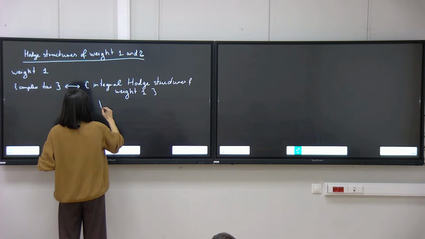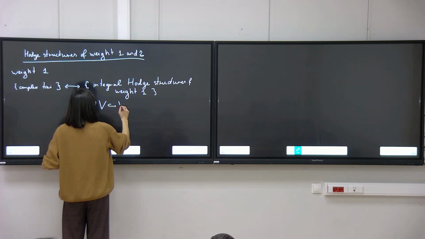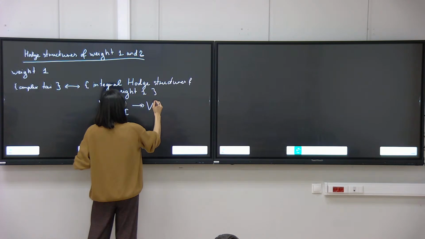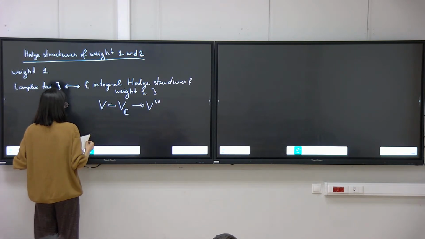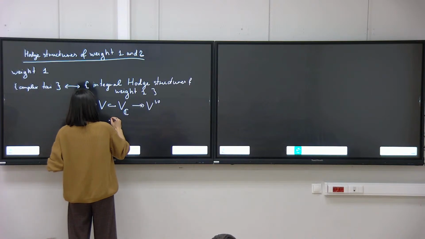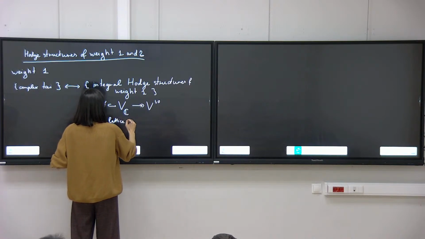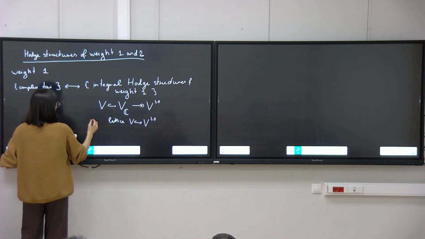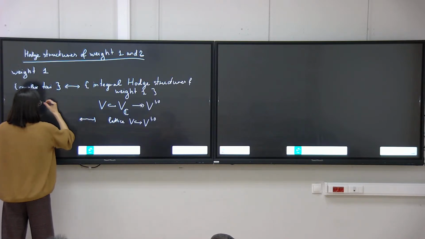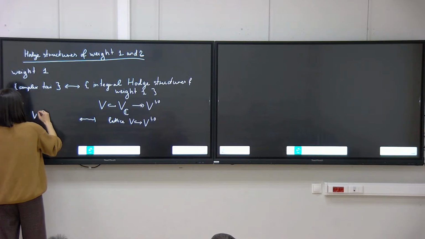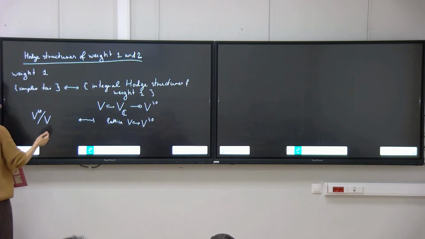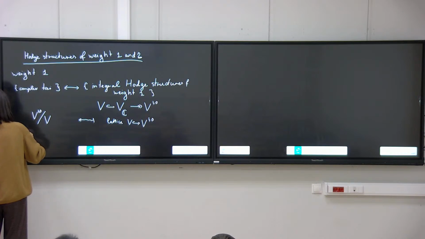Suppose we have an integral Hodge structure. Then we can consider its embedding inside its complexification, and then we can consider its projection to (1,0). So in such a way we obtain the lattice V inside V^{0,1}, and we say that the corresponding complex torus is this one.